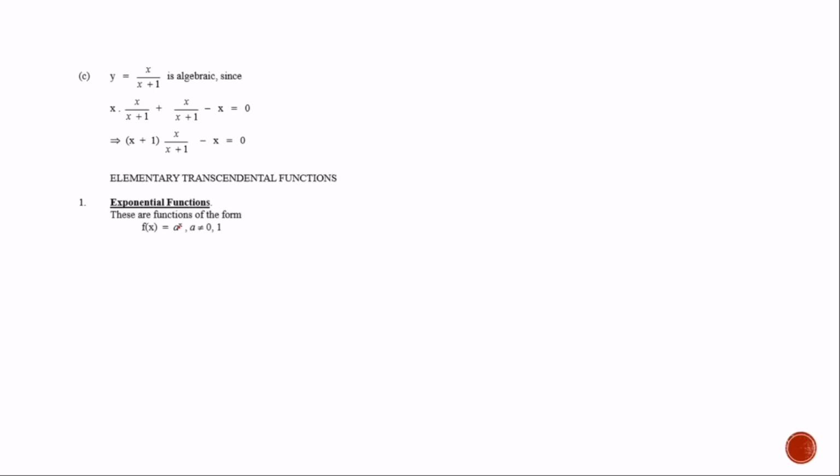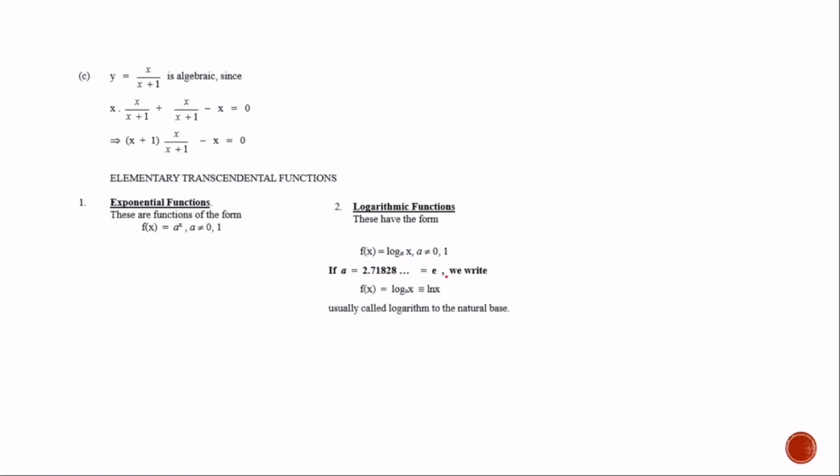So now let's go to the exponential function. You know that the exponential function is f of x equals a to the power x, where a should not be equal to 0 or 1. You should note that. And number 2 is the logarithmic function. As you know, f of x is log to the base a, and a should not be equal to 0 or 1. If a is 2.718, which is equal to e, then we can find the natural logarithm. So the natural logarithm is a log to the base e, which is the same as ln x. So you should note that. So log to the base e is the same as what? ln x.